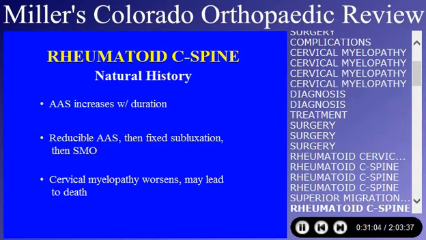And it's also well established that cervical myelopathy, once it's present, will worsen and will, in a significant number of patients, lead to death. Cervical myelopathy may contribute to the death of as many as 10% of patients with rheumatoid arthritis. So it is a very significant concern. And certainly once someone is myelopathic, if they're a reasonable patient for surgery and they have a fixable problem, almost all orthopedic authors would agree that they need to have surgery for this.